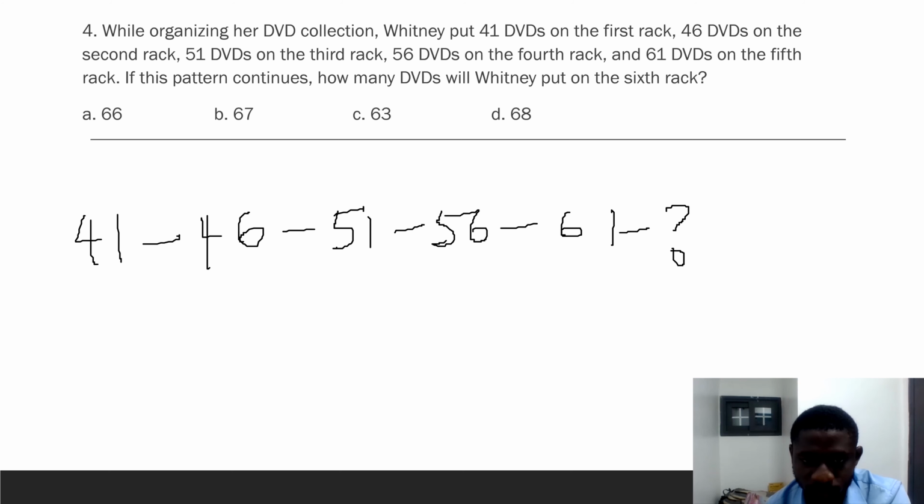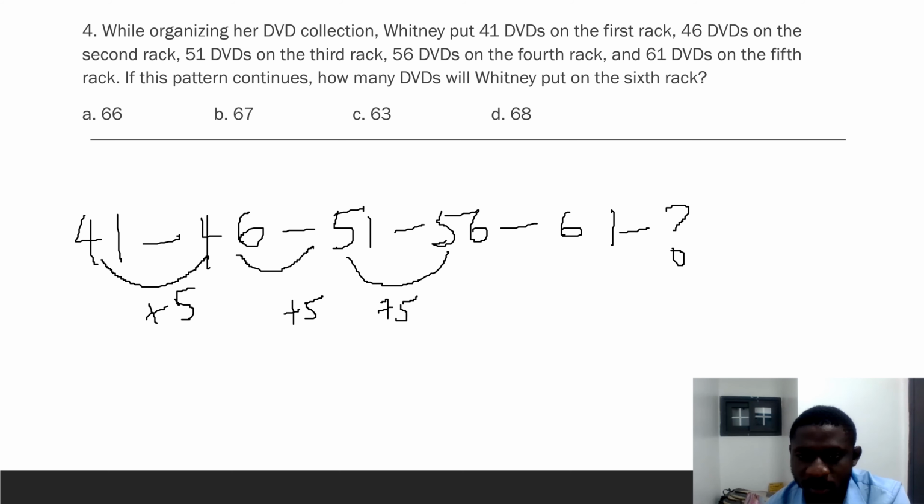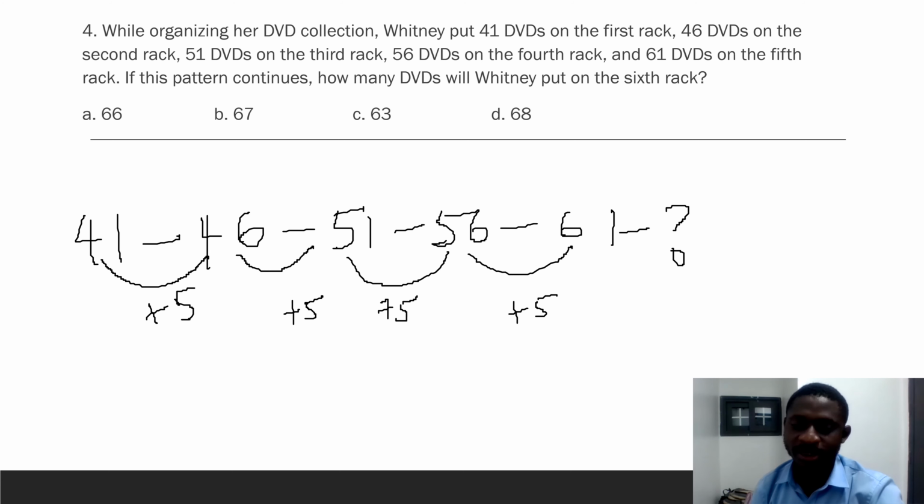So now, we have our numbers, 41 to 46. Now what do you see from 41 to 46? From 41 we're moving to 46, I'm seeing plus 5. From 46 I'm seeing plus 5. From 51 to 56 I'm seeing plus 5. From 56 to 61 I'm equally seeing plus 5. Now this tells us that the only thing causing the change in numbers is plus 5.